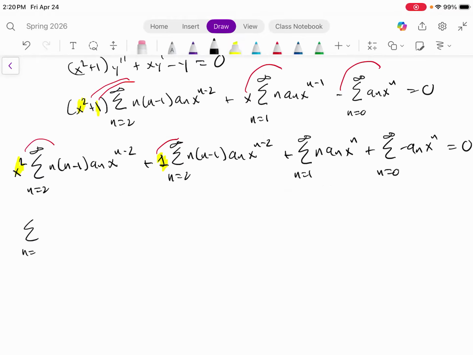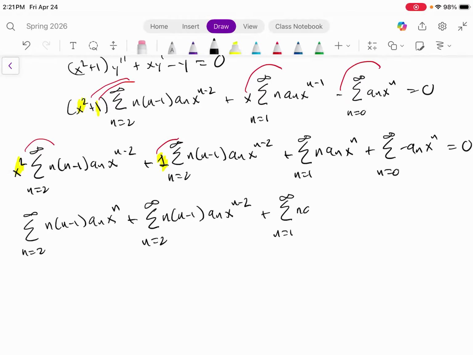So this would be starting out at n equals 2 now. n times n minus 1, a sub n, and then this will just be x to the power of n. And then I'm just going to rewrite these terms here because nothing is changing for these. Okay, so this is our setup. We have 4 terms right now.